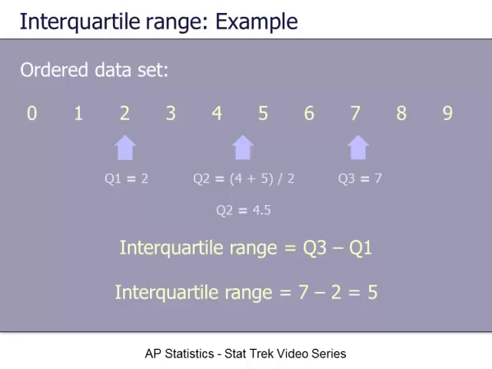Notice that the interquartile range is not affected by outliers. If the largest value had been 999 instead of 9, Q1 still would have been 2. Q2 still would have been 4.5, and Q3 still would have been 7. And the interquartile range would still have been 5. So if you were asked to describe the difference between the range and the interquartile range, you might say that the range is strongly influenced by outliers, but the interquartile range is not.